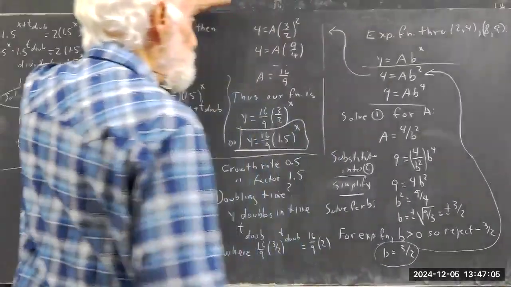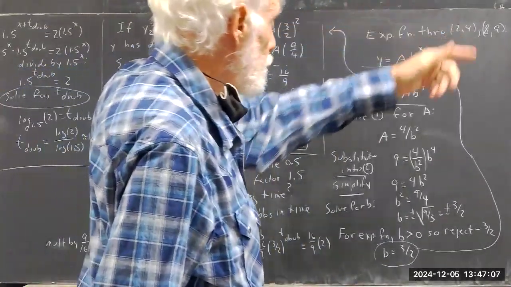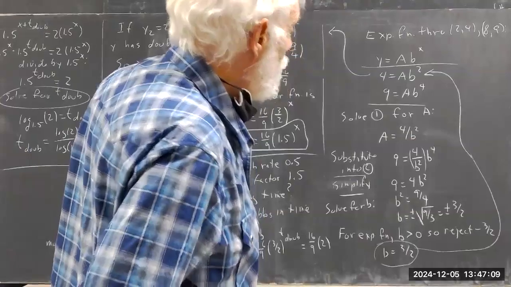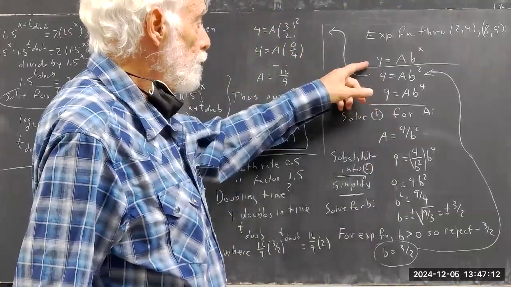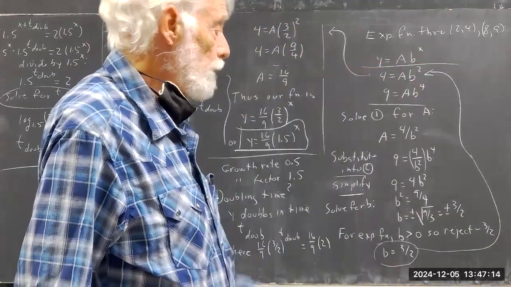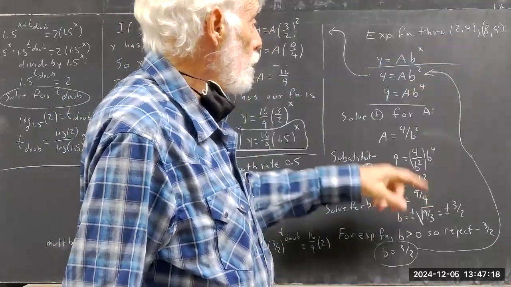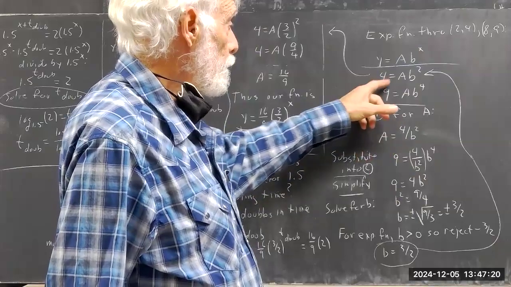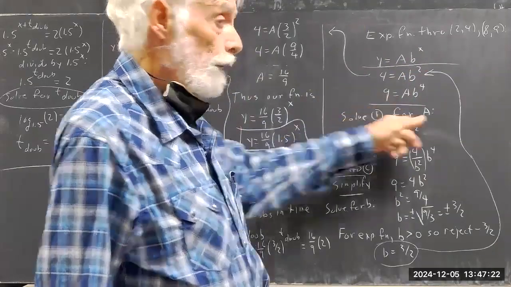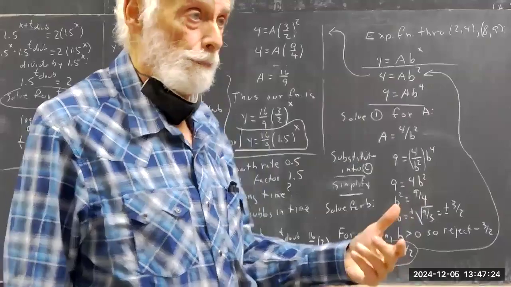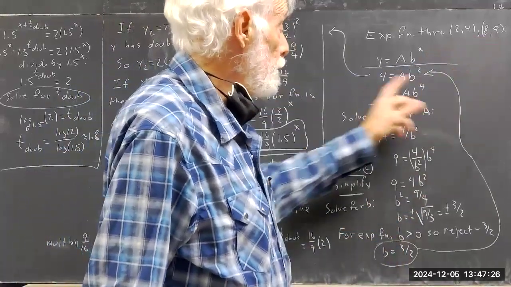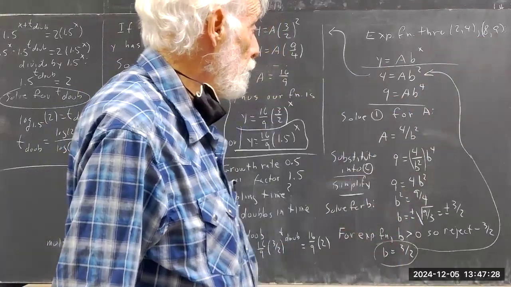Then we get the exponential function through 2, 4, and 8, 9. We use the form y equals ab to the x for the exponential function. We plug in 2 and 4 for x and y, and we get 4 equals ab squared. Well, you know how that works. You've done that. Okay. We plug in 8, 9 here, and we get 9 equals ab to the 4th.